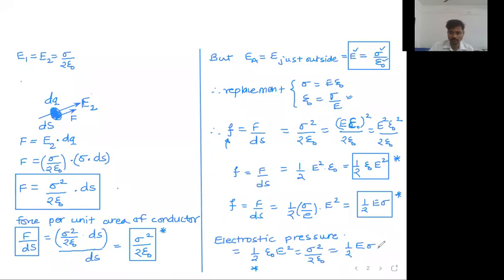Okay sir, fine. So this completes the force per unit area derivation. There is one more additional formula that I want to give you, just write it down on the next board.